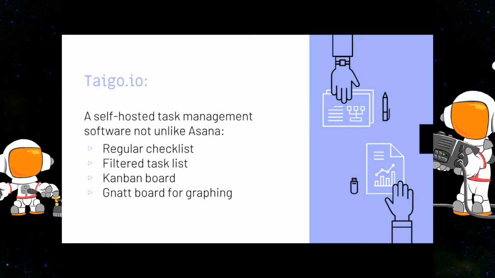Taiga.io, I believe, is an alternative to Asana. It's a self-hosted task management service that, if you want to keep all of your information private, is a good and easy software that you can install on your computer. It has a regular checklist, of course. It also has a Kanban board, as mentioned earlier, a nap board, a filtered task list, and so on and so forth. Again, it is kind of a competitor in a lot of ways to Asana.